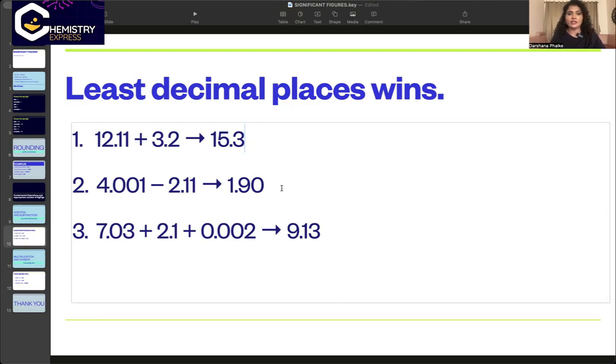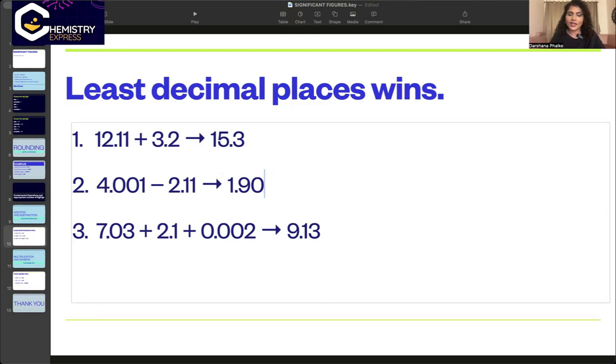Now 4.001 minus 2.11. If you subtract this, my dear students, your answer is going to be like this. But again, as I said, the rule is that you have to submit your answer with the least number of decimal places present in any of the measurements. So in the first, 4.001, there are 3 decimal places. In 2.11, there are 2 decimal places. So the answer should be only till 2 decimal places.